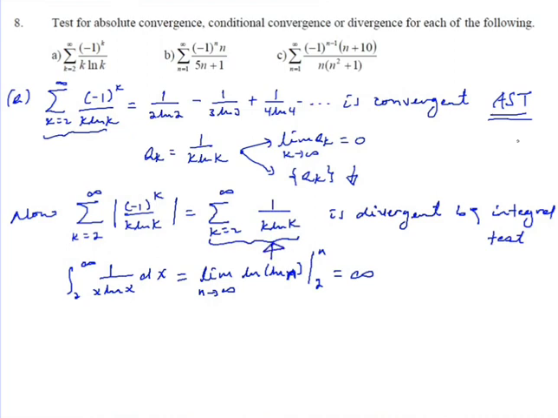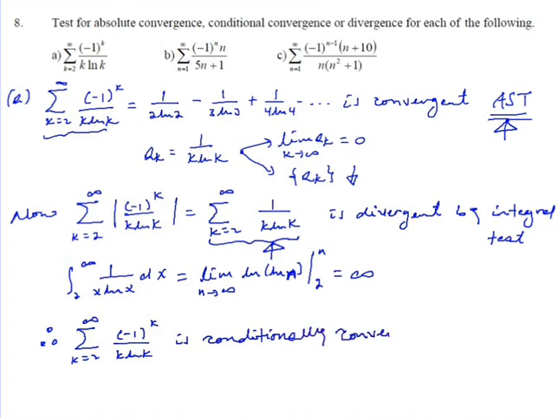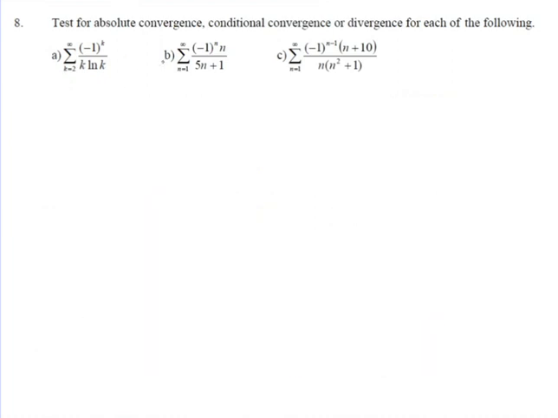So alternating series test ተጠቅመን converge ያደረገው series absolute values እናስገባው diverge አድርጓል. Therefore the given series minus 1 the power of k over k ln k starting from 2 up to infinity is conditionally convergent. Conditionally converge ያደርጋል ማለት ነው.